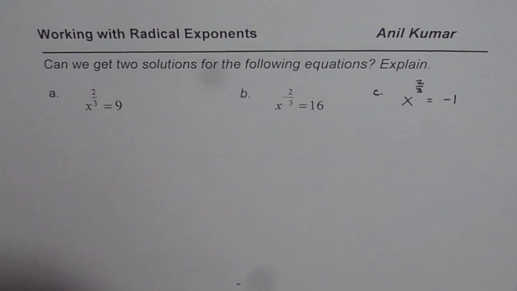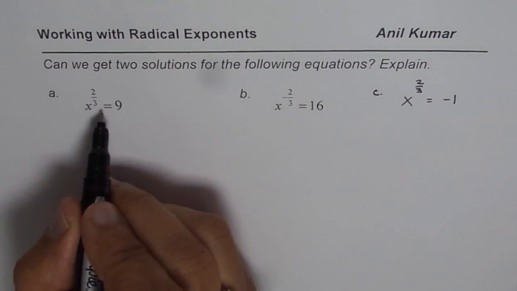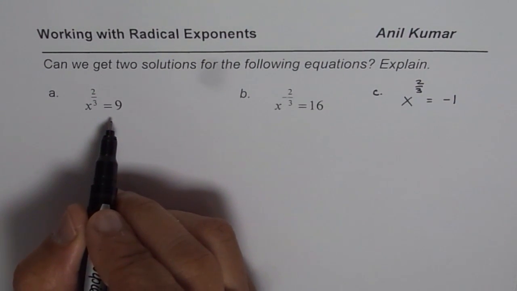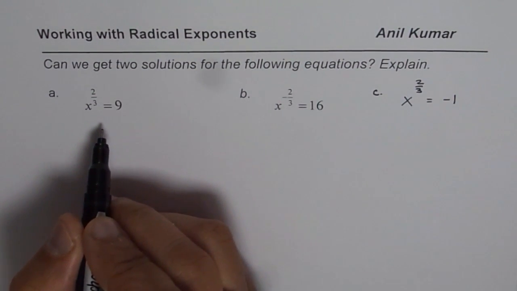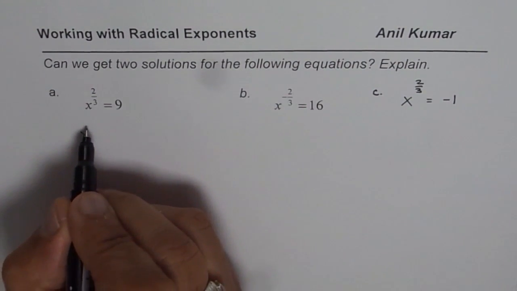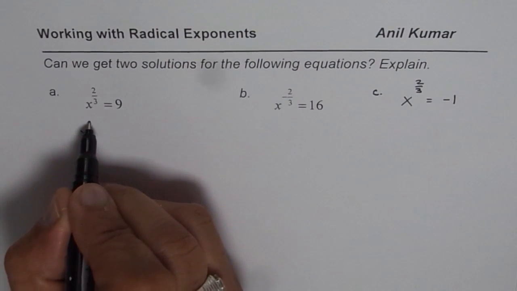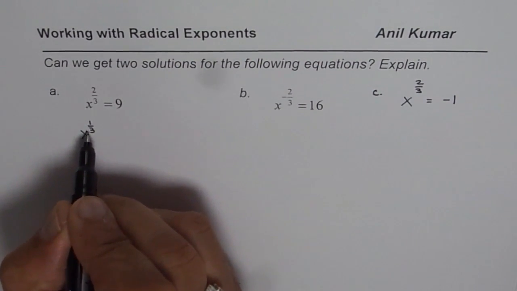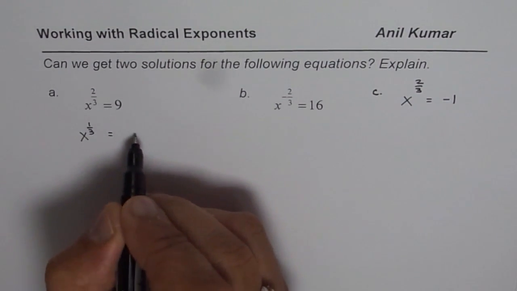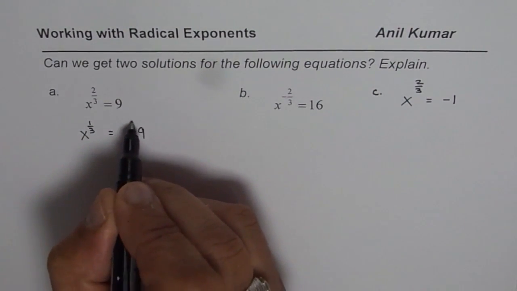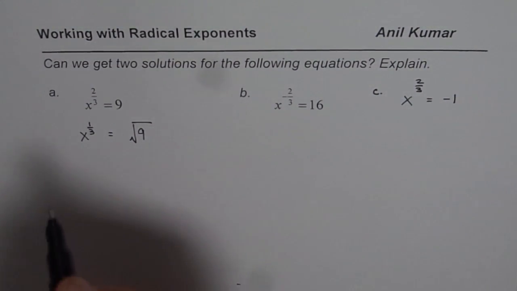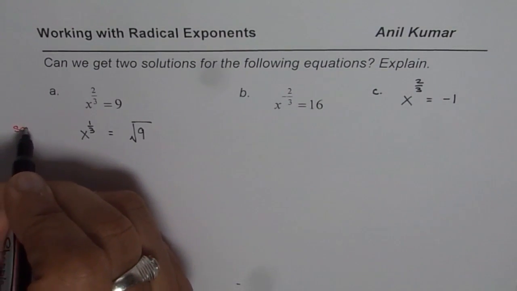Let's begin with the first one, which is x to the power of 2 over 3 equals 9. Now to find the number of solutions, what we can do is solve it and then check for ourselves. So x to the power of 2 over 3, I could write this as x to the power of 1 over 3 by taking square root on both sides, equals square root of 9. So at this stage I've taken square root on both sides.